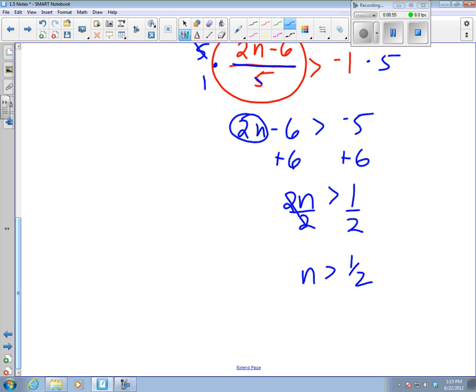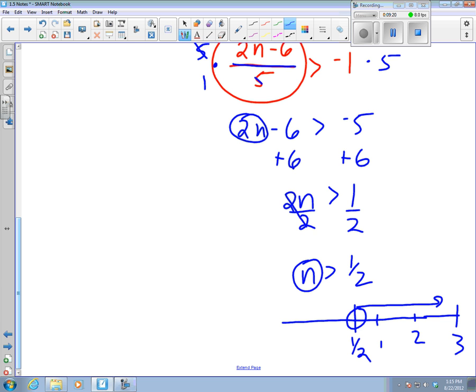Now, we didn't divide by a negative number at all here, so we really don't change anything. If I want to graph this on the number line, I'm just going to put a little line there and say 1/2. I want to think of numbers that would make n a true solution. Those are numbers greater than 1/2. So I'm going to circle it, not coloring it in. 1, 2, 3. There's 1. There's 2. There's 3. All those numbers are greater than 1/2, so you would shade the number line to the right.